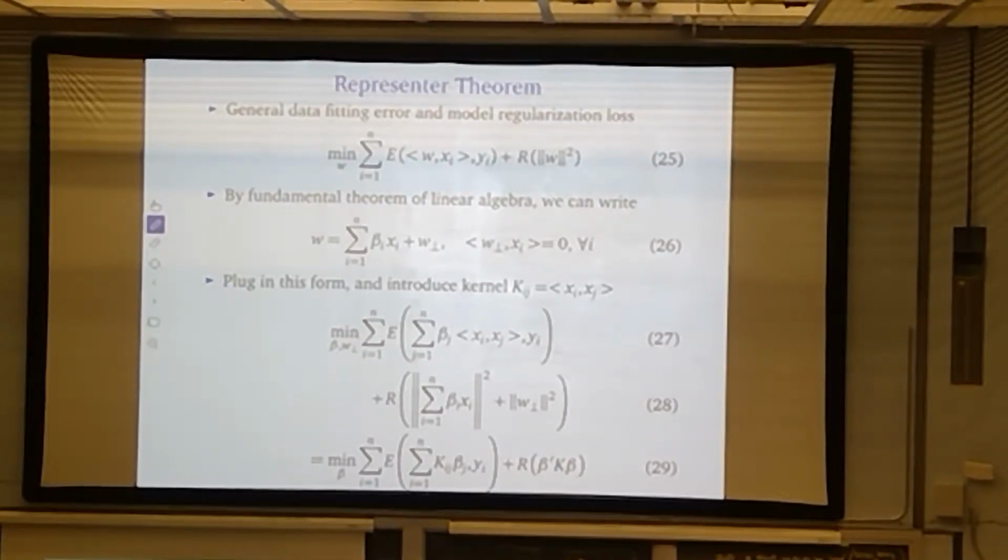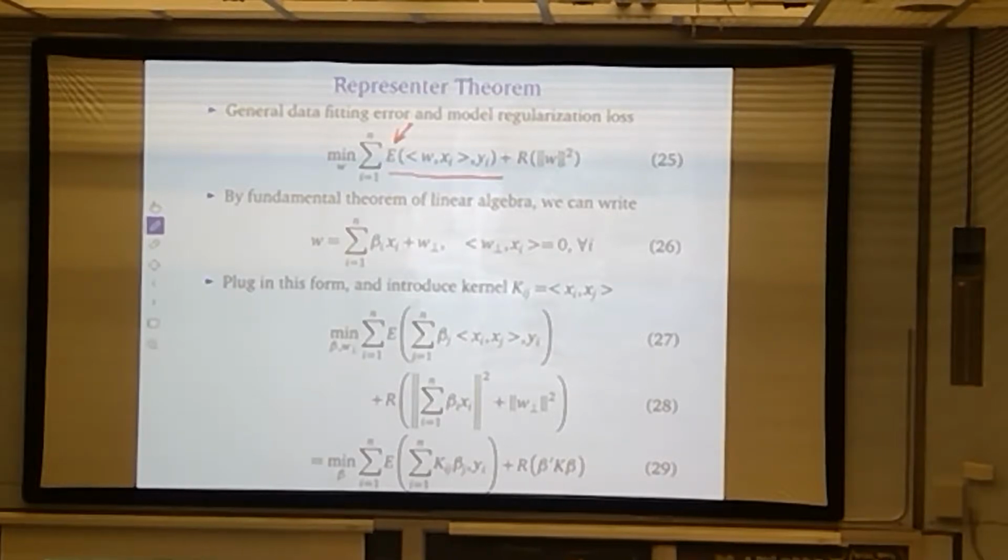Now we can take this idea a step further. There's a thing called the representer theorem. Consider a general optimization problem. We have two terms. One is the data fitting error.